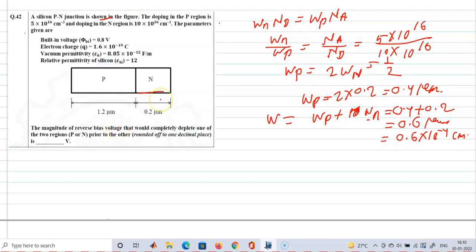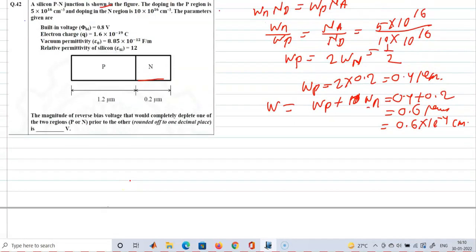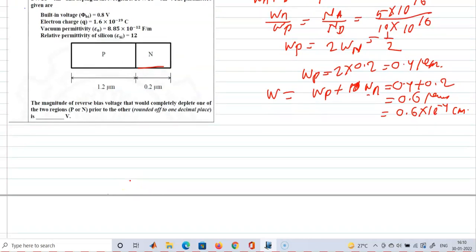But here the question is not that straightforward. Now we can put the values, but they have not given the W naught, that is, the depletion width at equilibrium or at the built-in potential. For that we have to plug in the formula. I don't remember W exactly, but I remember phi bi, the built-in potential.